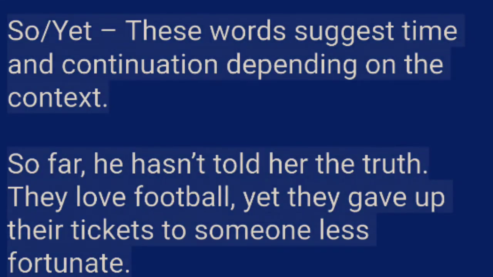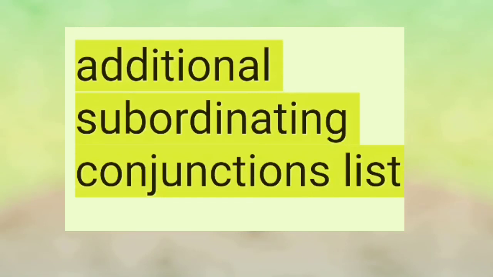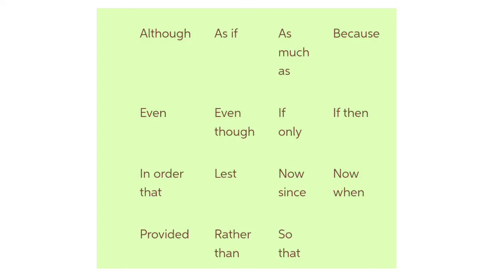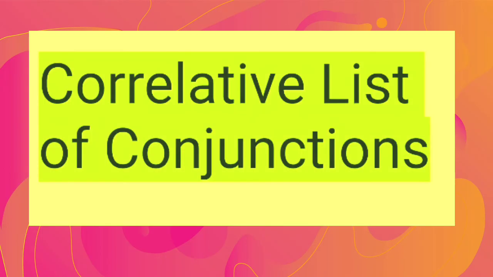So, yet: these words suggest time and continuation depending on the context. So far, he hasn't told her the truth. They love football, yet they gave up their tickets to someone less fortunate. Additional subordinating conjunctions list. Correlative list of conjunctions.